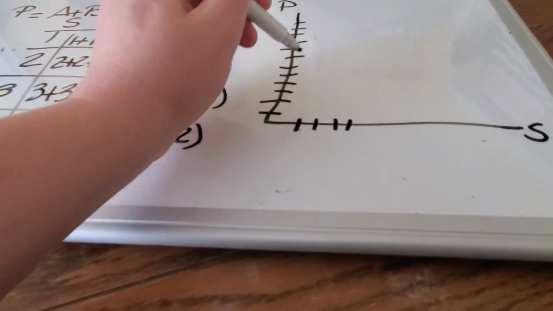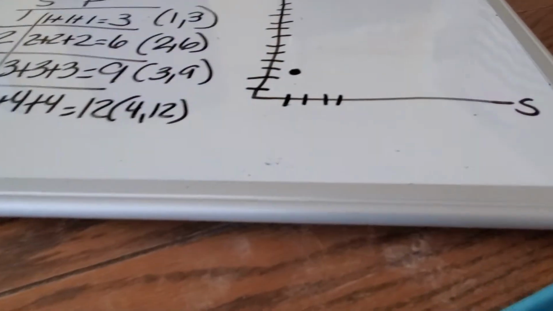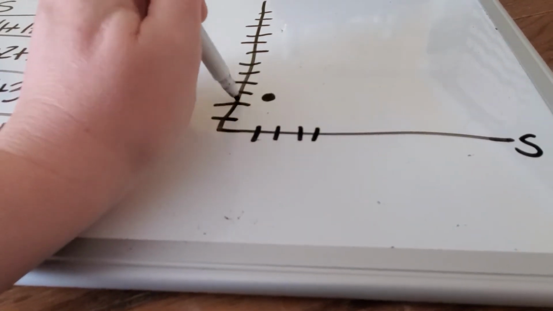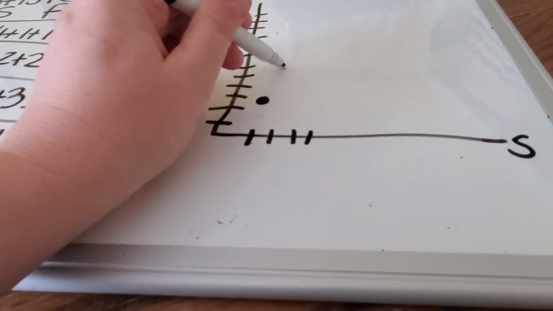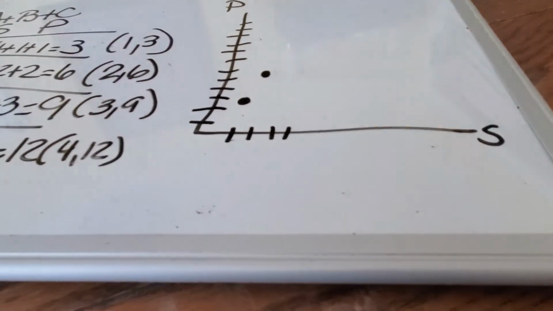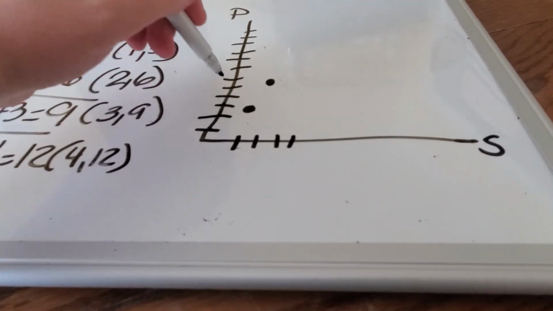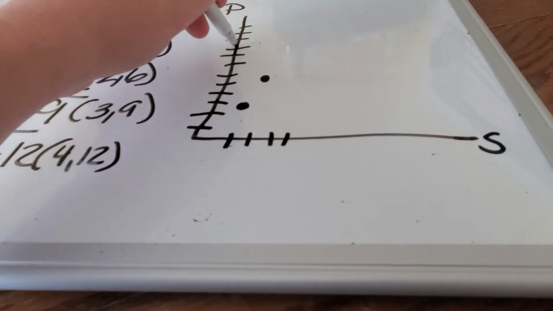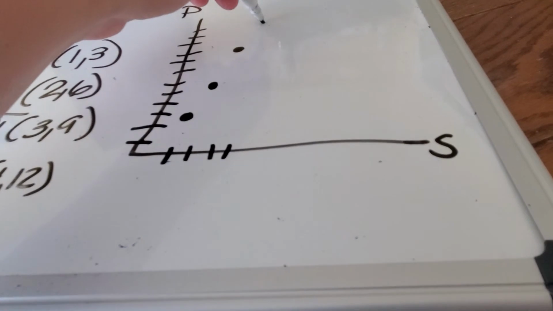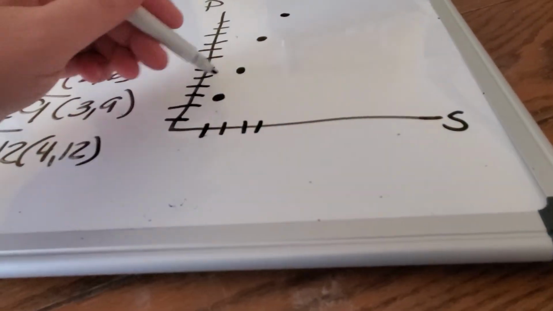So the first one is 1, 3. So I go over 1, up 3. The second one is 2, 6. So I go over 2 and I go 1, 2, 3, 4, 5, 6. About right here. The next one is 3. It's going to be 9. 1, 2, 3, 4, 5, 6, 7, 8, 9. And I'm going to go over 1 more. And then my last one is going to be 4, 12.